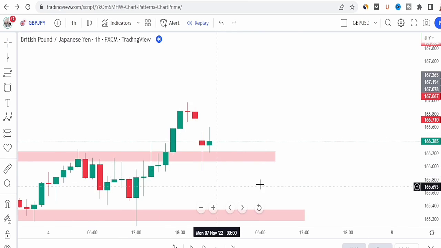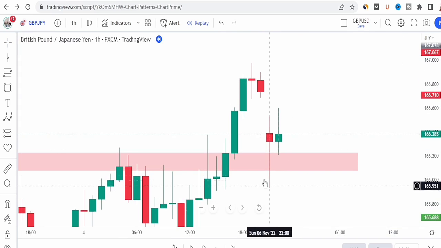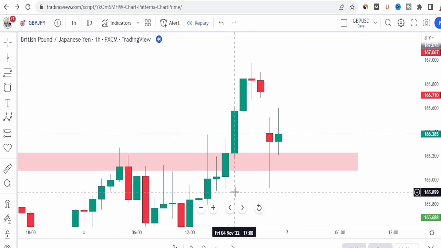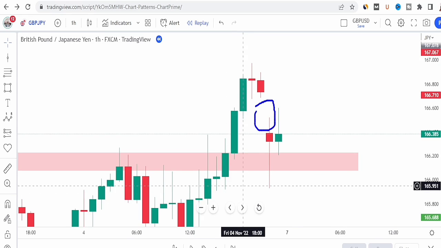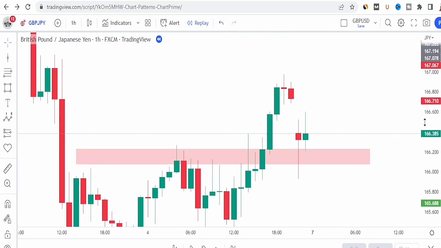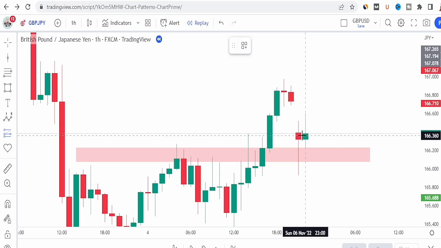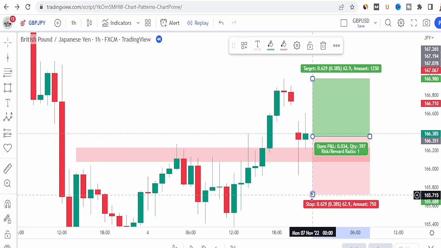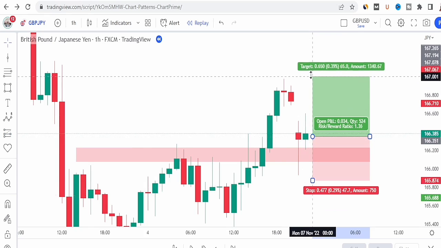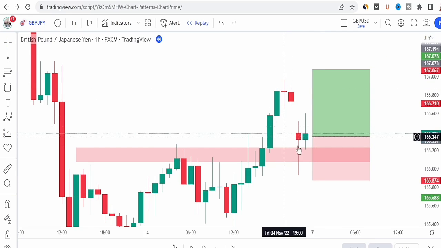The other thing that you can see right here, if I zoom this in, is that we have a long wick to the downside right here. We also have this gap right here. Traders believe that if the market creates a gap like this, the market is going to try and come and close that gap. So in this case, I would place a long position, which is a buy trade. Put your entry here, your stop loss below this zone, and then you take profit at a 1 to 1.5 risk to reward ratio.